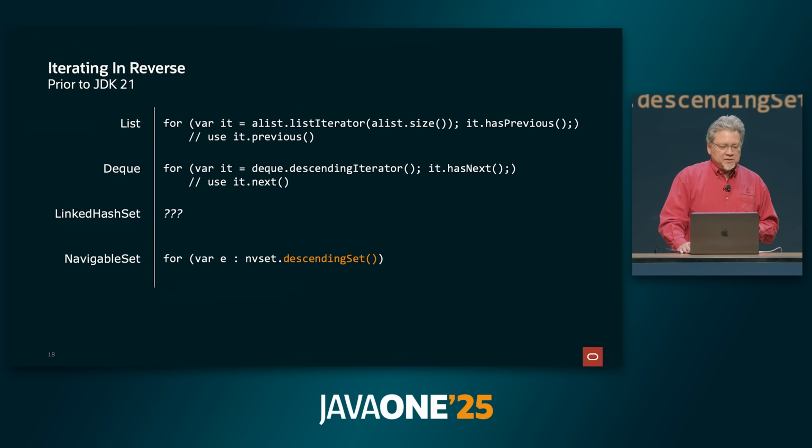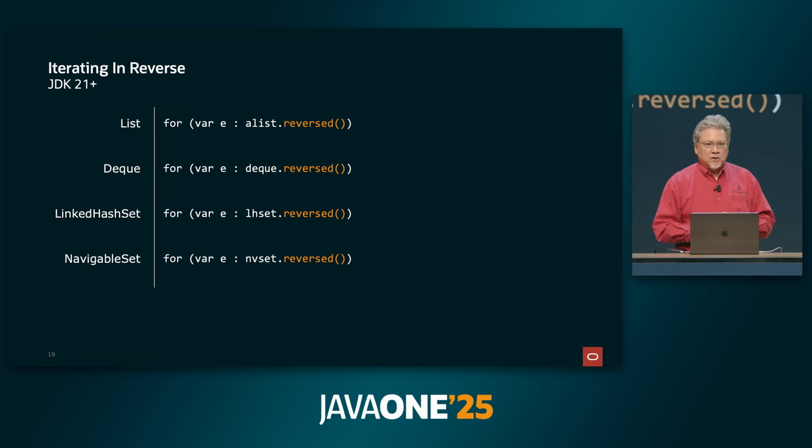Navigable set, okay, now this is the interesting one. Remember I was talking about this idea of the descending set view. Here, this is nice. With navigable set, you ask for its descending set view, and you get back a navigable set, and then you just use the for each statement over it, and you get the elements in reverse order. The point here is that I took the idea of the descending set method, promoted it, and renamed it. Now it's called reversed. So now all of these inherit reversed from sequenced collection: list, deque, linked hash set, and navigable set. You just say, I'm going to iterate the reversed view, and you get all the elements in backwards order.